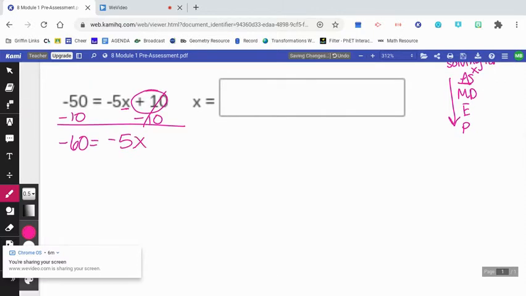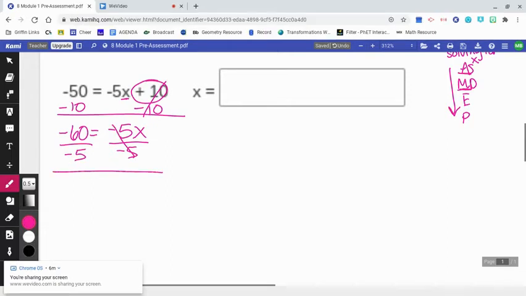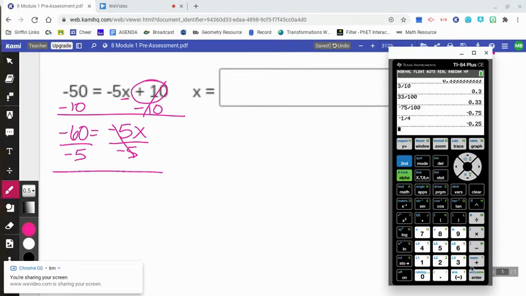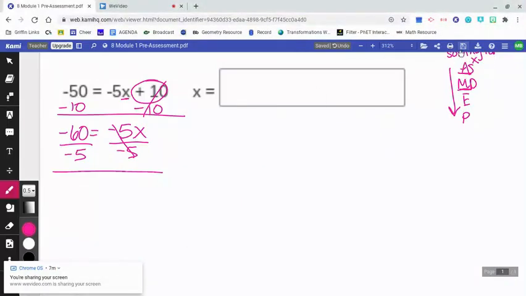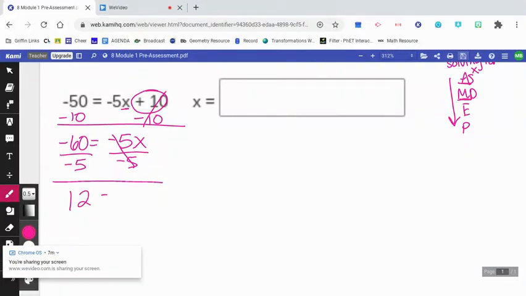Okay, there's no more addition or subtraction, so next I'm focused on multiplication and division. A number next to a variable is multiplication, so the inverse or the opposite of multiplying by -5 is to divide by -5. So I'm going to divide both sides of the equal sign by -5. So again, I can pull up my calculator. And I'm doing -60 divided by -5. And make sure you're actually using a negative sign, not a subtraction sign. So we know that a negative divided by a negative is a positive, which is why it makes sense that I got a positive 12. So then now I know that positive 12 is equal to x.